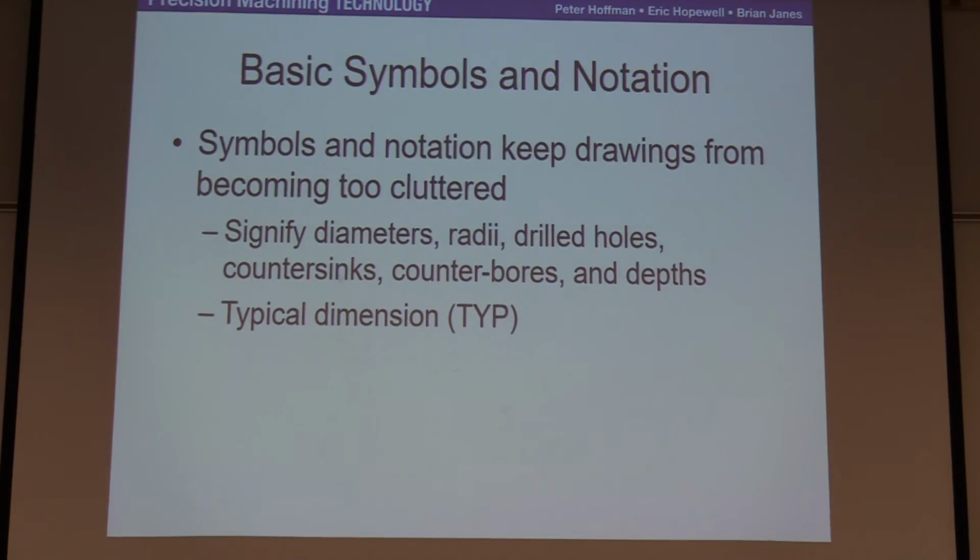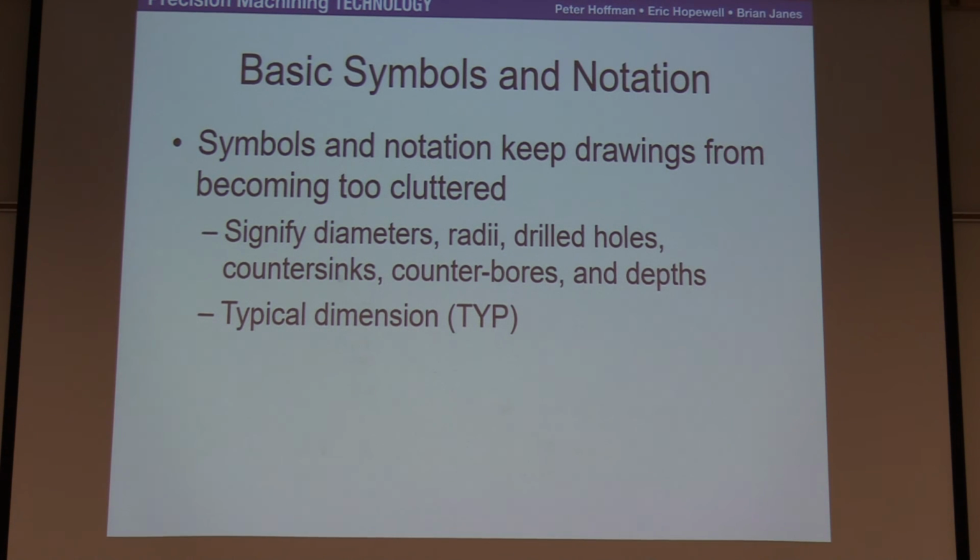Okay. All right, basic symbols and notation. Symbols and notation keep drawings from becoming too cluttered. They signify diameters, radii, drilled holes, countersinks, counterbores, depths, typical dimensions, TYP. I would definitely make sure you understand the symbols for all of these. What's the diameter symbol? What's the radii symbol? Holes, countersink, counterbore, depths, and typical dimensions, TYP.